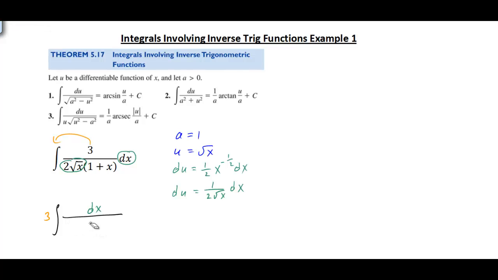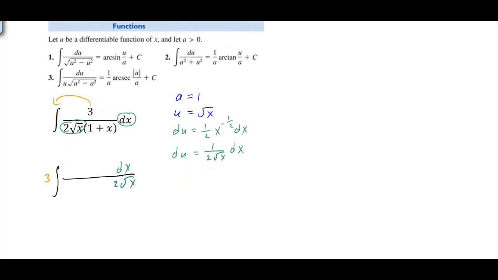Now I'm going to actually group this together over here. So we have our dx over 2 square root of x, okay, because that's going to all be our du. And then we have 1 plus x. So we could think of this as 1 squared plus the square root of x squared. So 1 squared plus the square root of x squared.